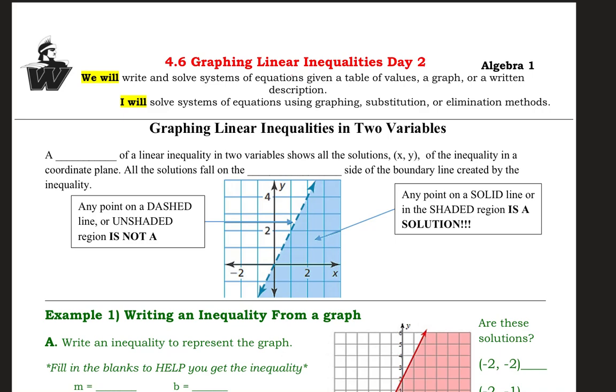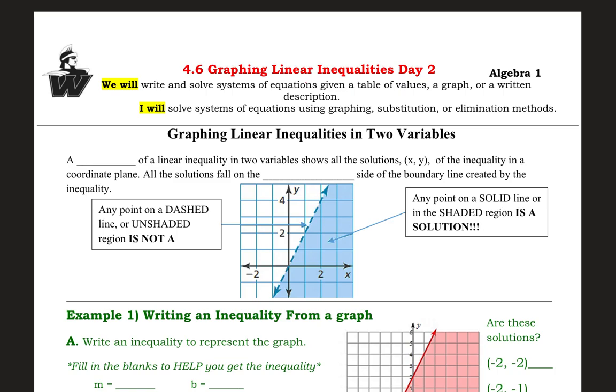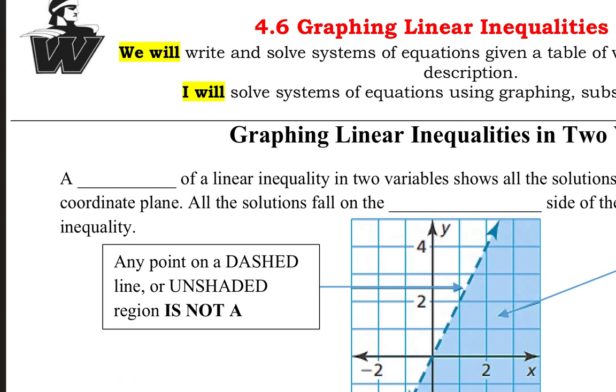All right, so at the very top, we're still graphing linear inequalities. The only difference now is we're going to look at what that shading means, okay? So at the very top on the blank, it says a blank of a linear inequality in two variables shows all the solutions (x, y) of the inequality in the coordinate plane. In that blank, we're going to write the word graph.